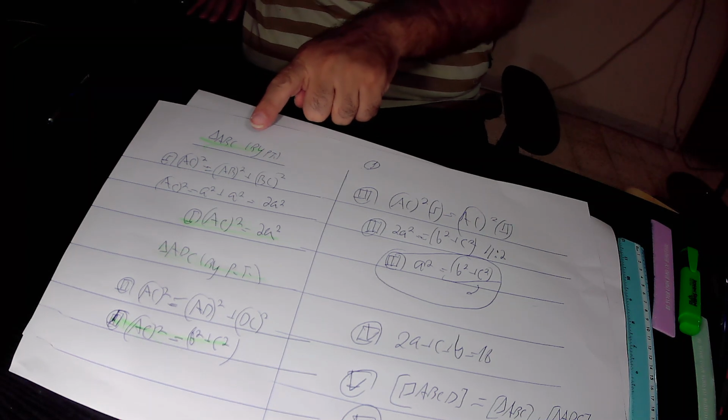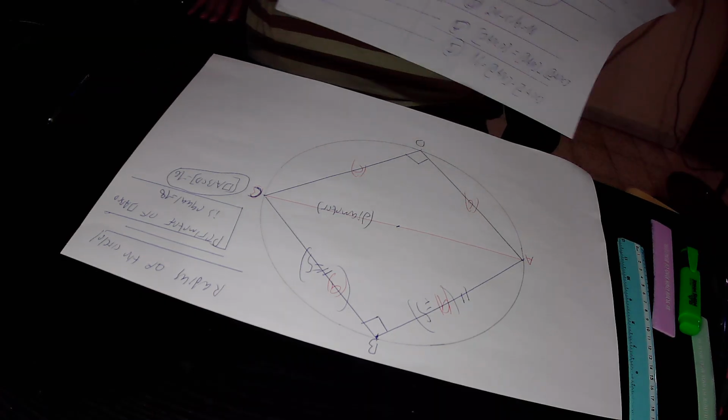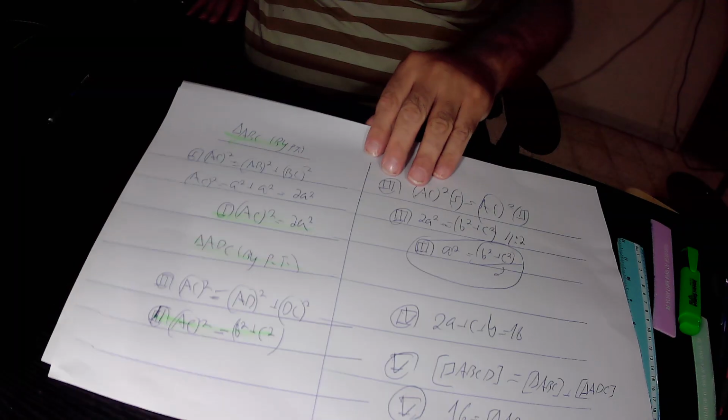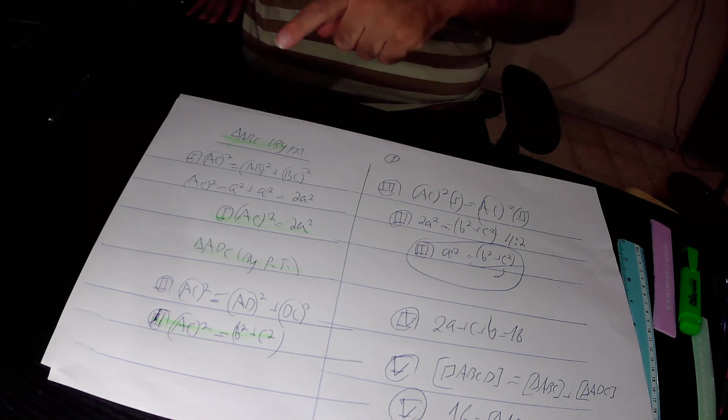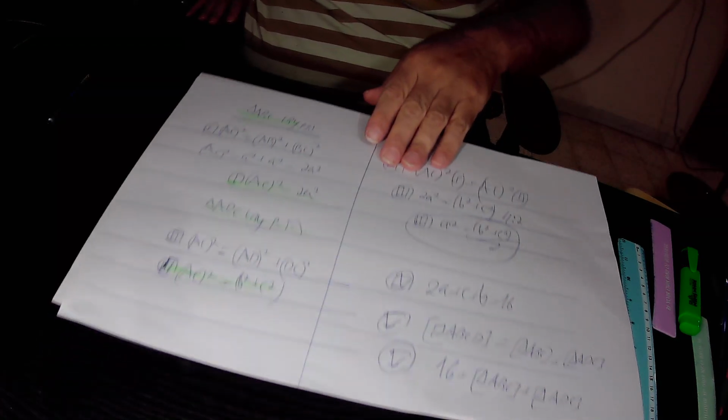So AC square equals AB square. AB is A, therefore AB square is A square, plus BC square. BC is also A, so BC square is A square. So in total, AC square equals A square plus A square, that is 2A square. AC square equals 2A square, according to equation 1.